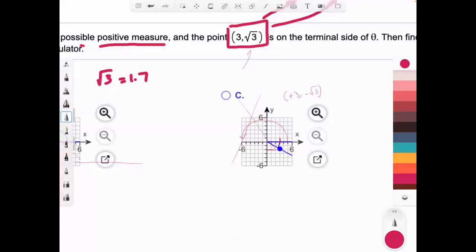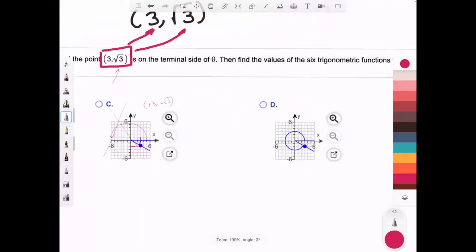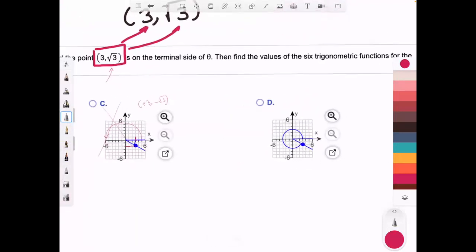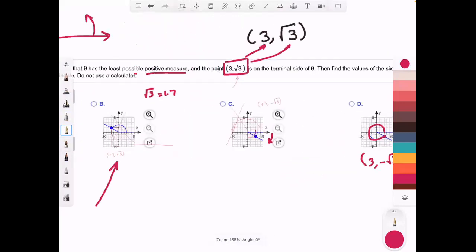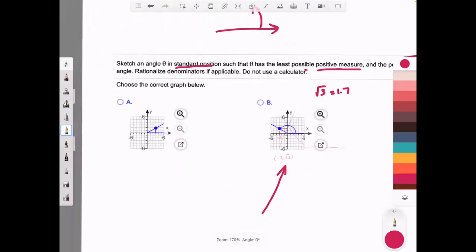has to be positive 3 and positive radical 3. And then part D, or this one actually shows this way. That's it. For the C, the angle is this way. This is not the standard form. This is a negative. And we have another one to this point, which is 3 comma negative radical 3 again. So the best choice will be A.